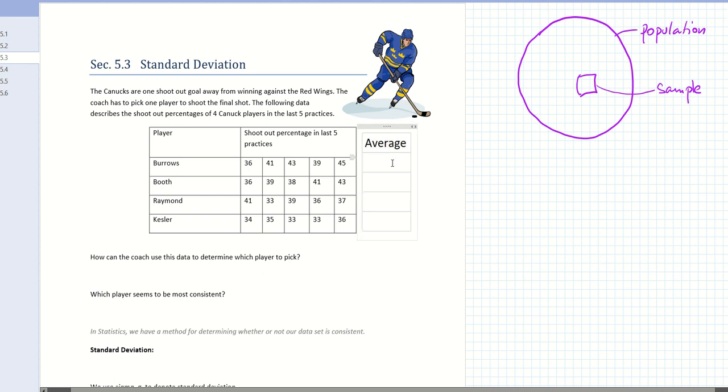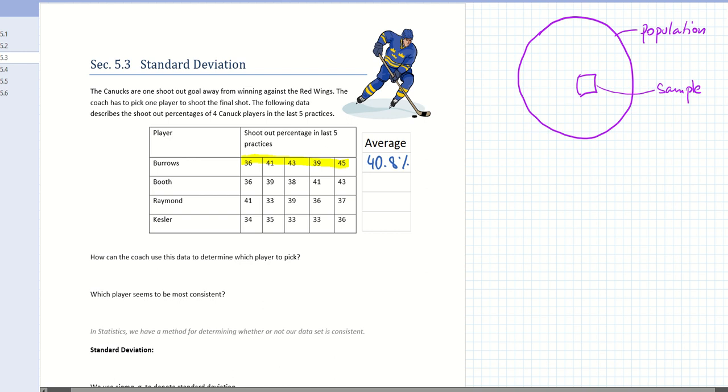So to find the average, you're going to add all the numbers together. So all these numbers together. So I'm going to add them and divide it by 5. Now I already did the math for this. So if I add 36, 41, 43, 39, 45, and then divide it by 5, I'm going to get 40.8. So it'll be percent. So this is all in percent here.